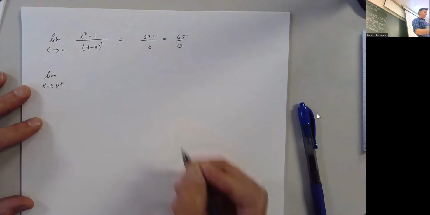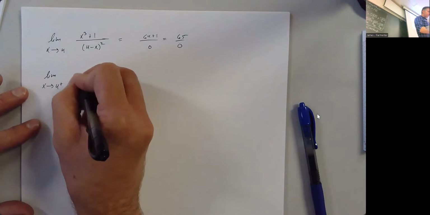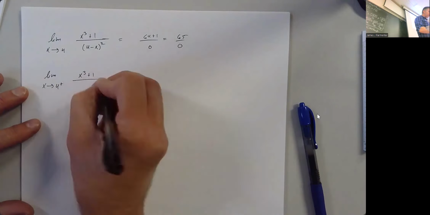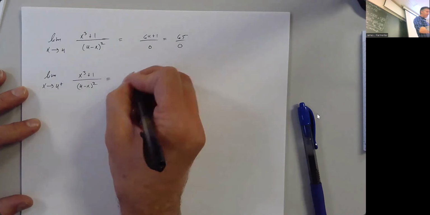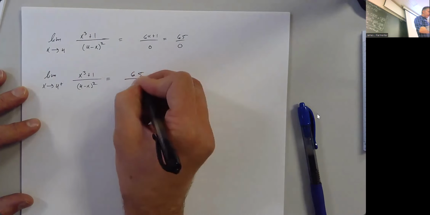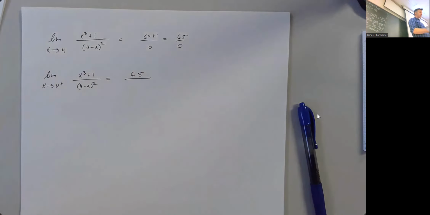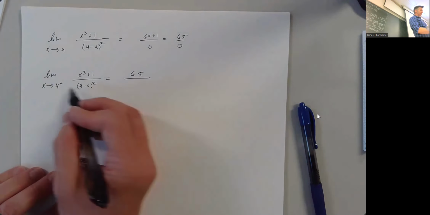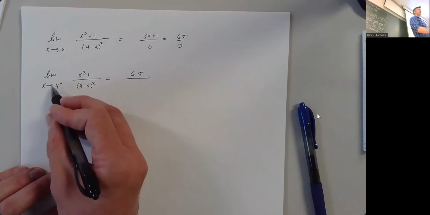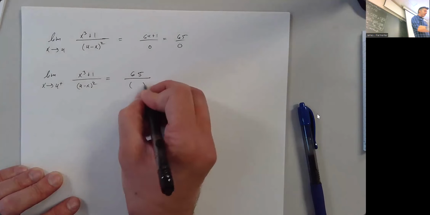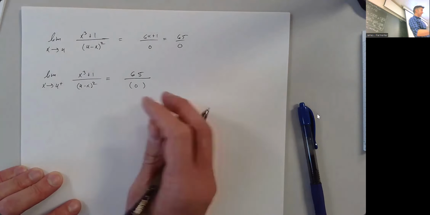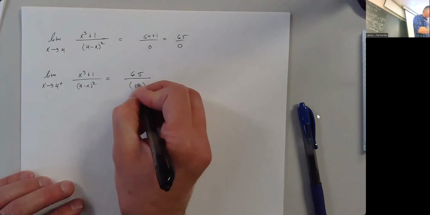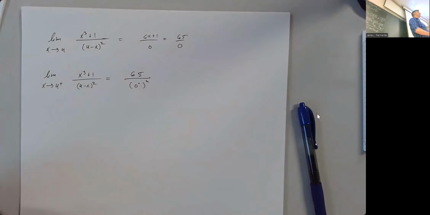So as x approaches 4 from the right of x cubed plus 1 over 4 minus x squared, I'm going to get 65 on the top. Now I would encourage you to show this work. 4 minus a number a little bigger than 4 is very, very slightly which way? Negative, slightly negative. But then we're squaring it.